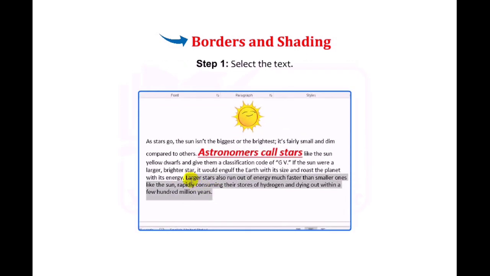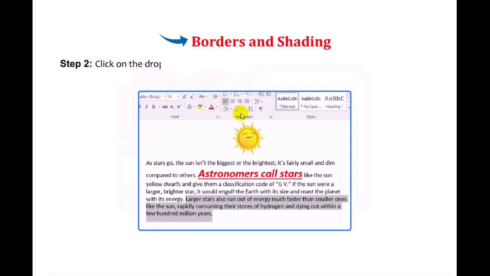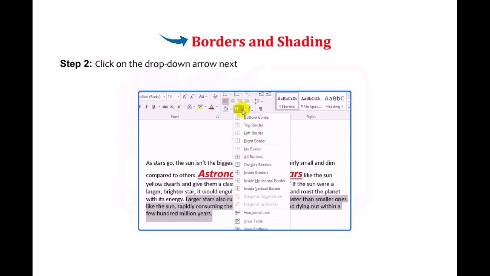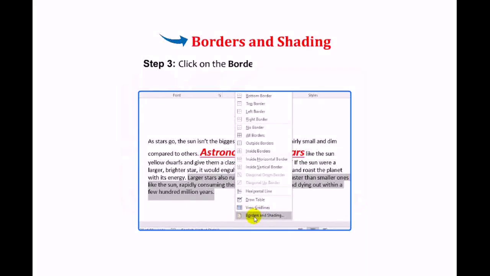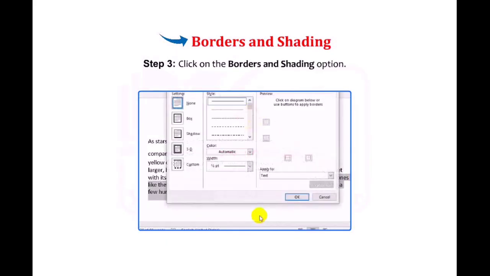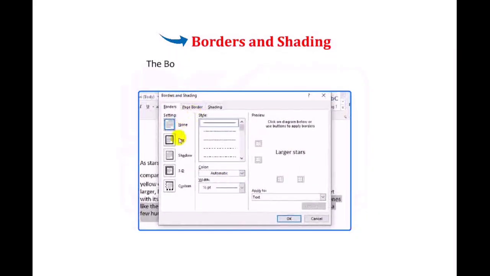Step 1. Select the text. Step 2. Click on the drop-down arrow next to the Borders button in the Paragraph group. Step 3. Click on the Borders and Shading option. The Borders and Shading dialog box will appear.